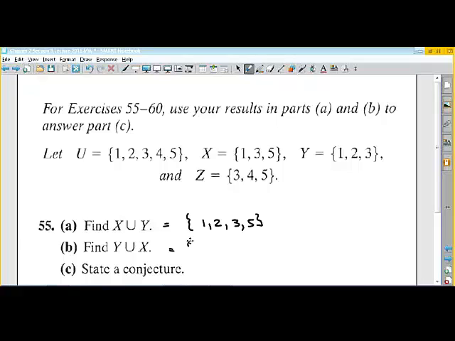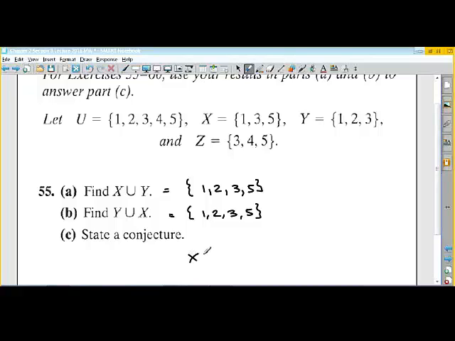If you change the order, it doesn't matter whether you're comparing X versus Y or Y versus X. The union operation doesn't depend on the order. You're still comparing these two sets and listing all the elements that are available, so I get the same answer. So the conjecture would be that X union Y is equal to Y union X, based on that one example.